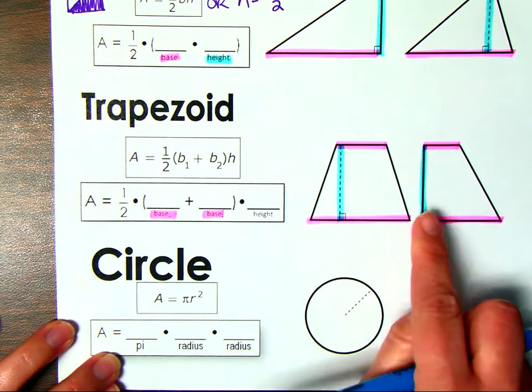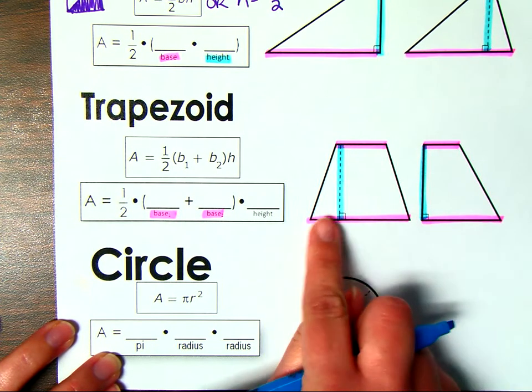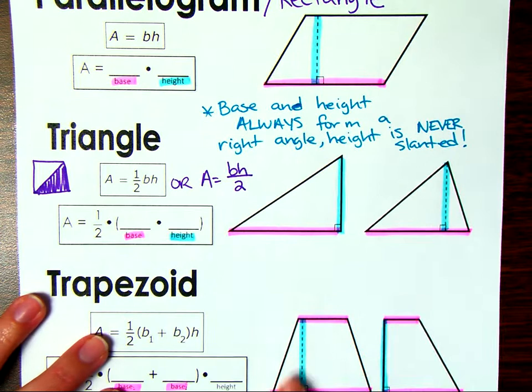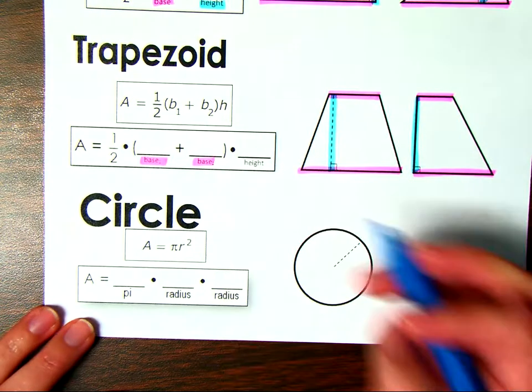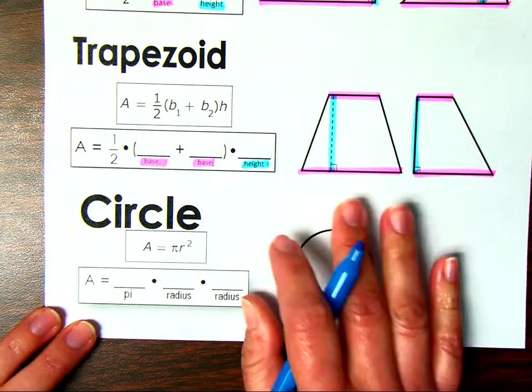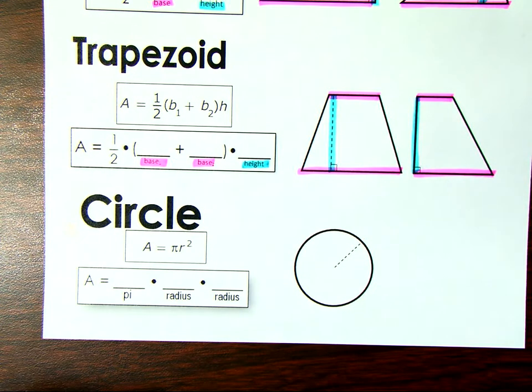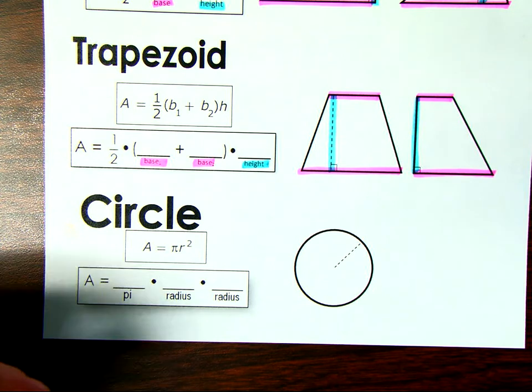So sometimes on the trapezoid, the height's going to be on the outside. Sometimes it's going to be on the inside, just like this triangle. It just depends on where the right angle is. Okay, so your height always forms a right angle with your base. And then we just want to make an important note right here.